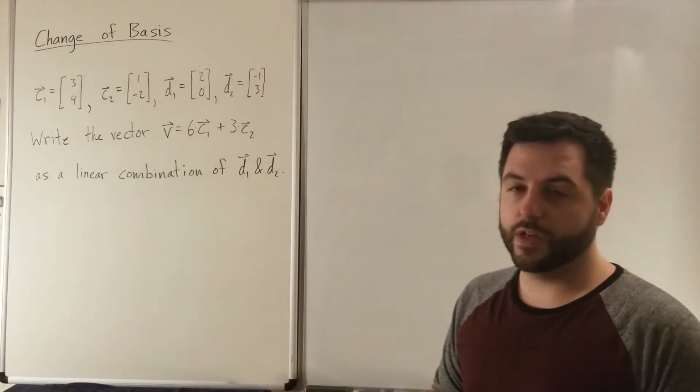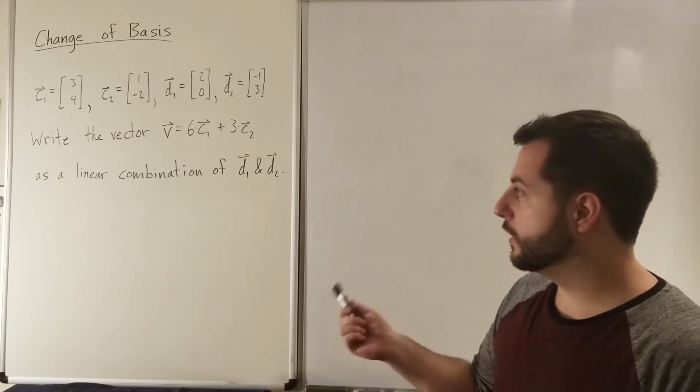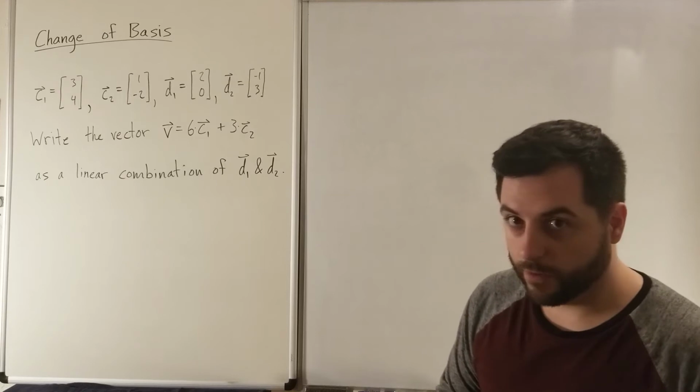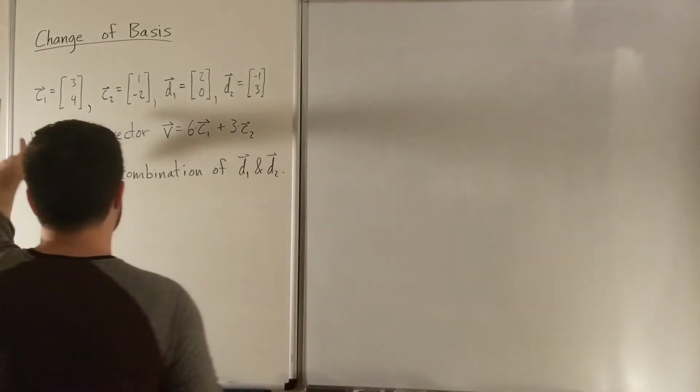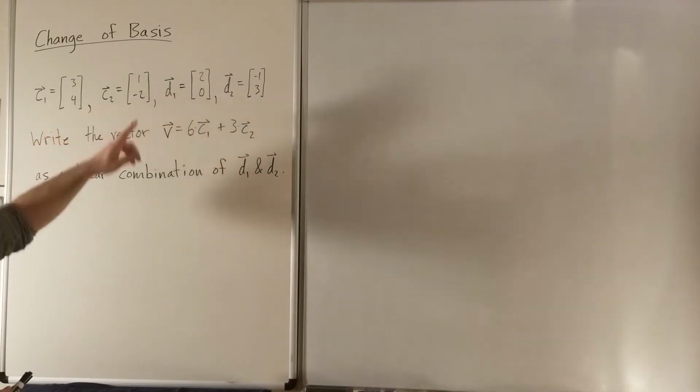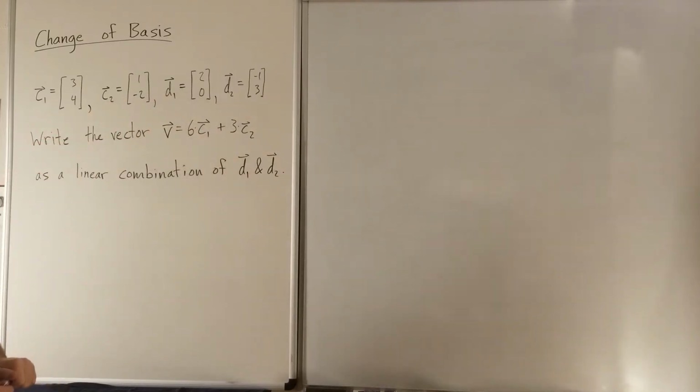Hello. In this video we're going to be talking about change of basis. We're going to go over a concrete example of changing bases. So I have four vectors written here, C1, C2, D1, and D2. They're all written right now in terms of the standard basis.